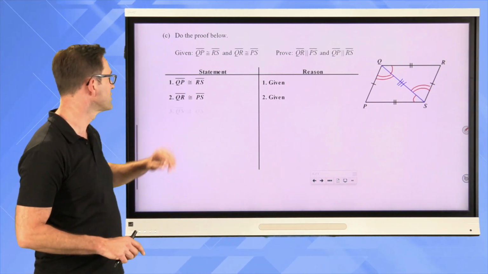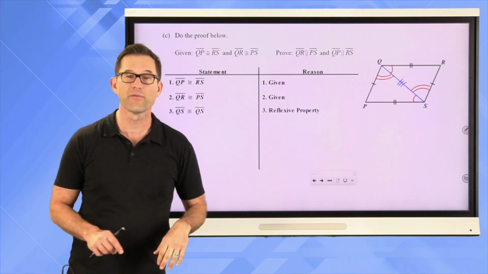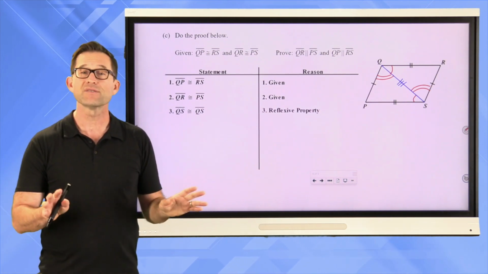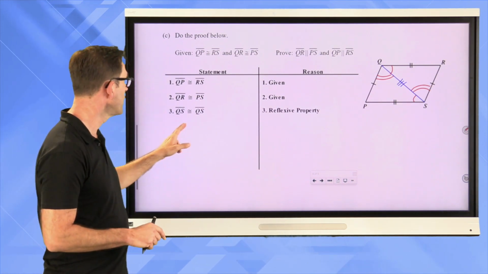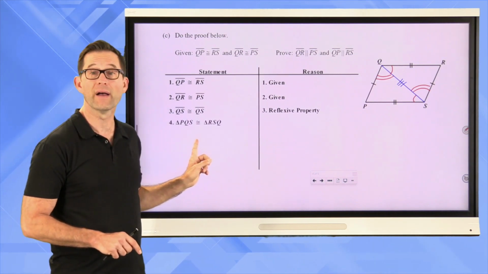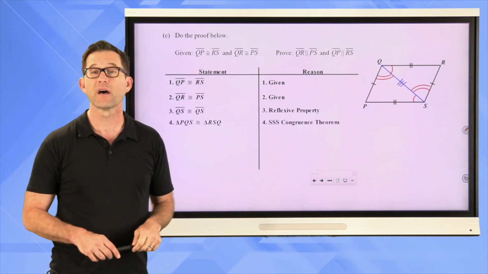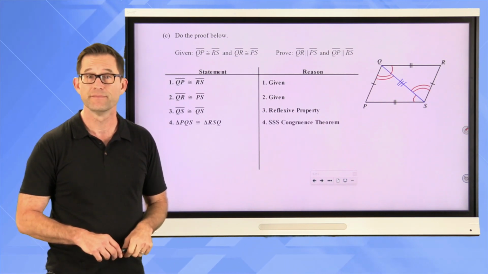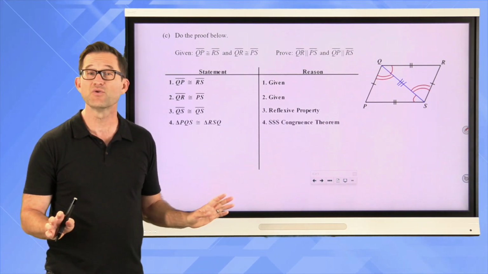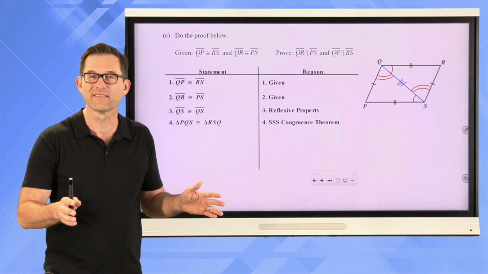Let's get that third side congruent to itself by the reflexive property. And that's all it will take now to determine that triangle PQS is congruent to triangle RSQ by the side, side, side congruence theorem. All right, now I've got those two triangles congruent. Now I can get to town, right?